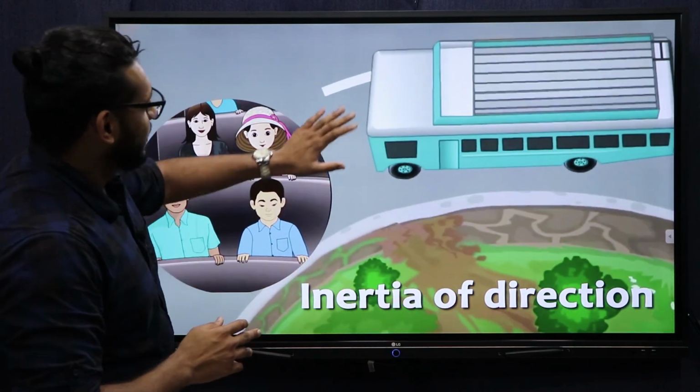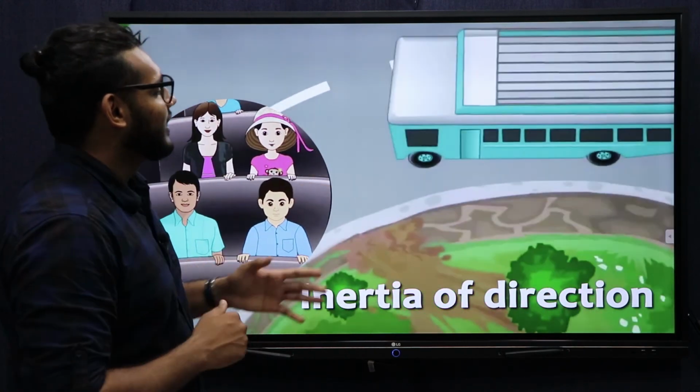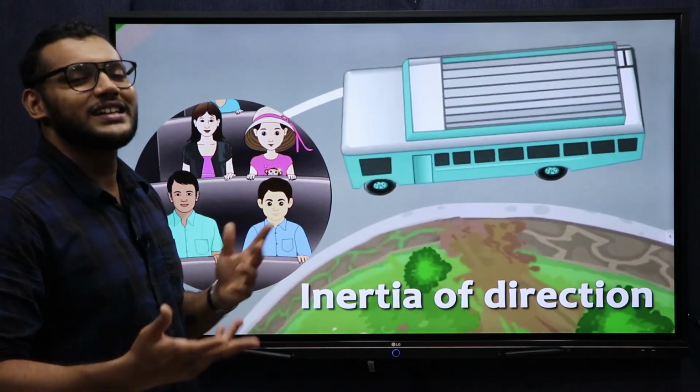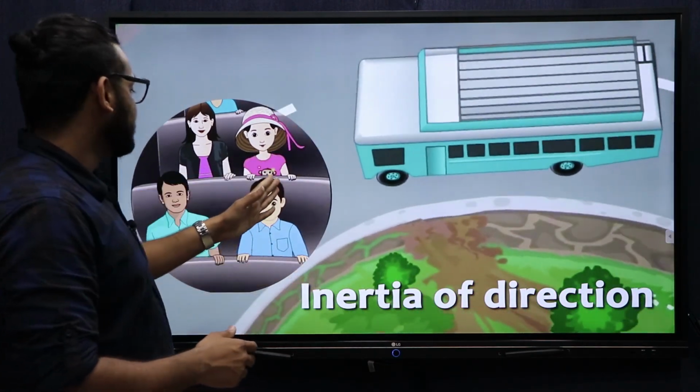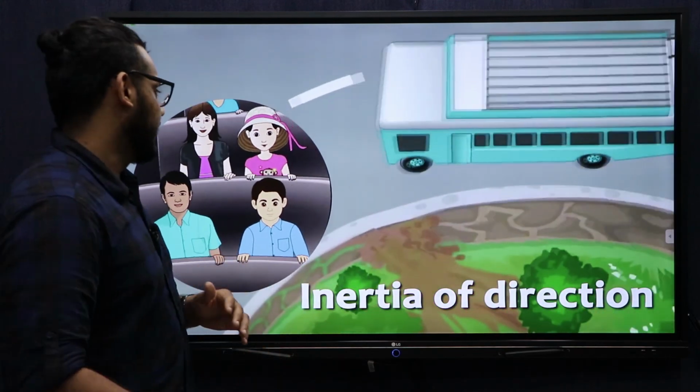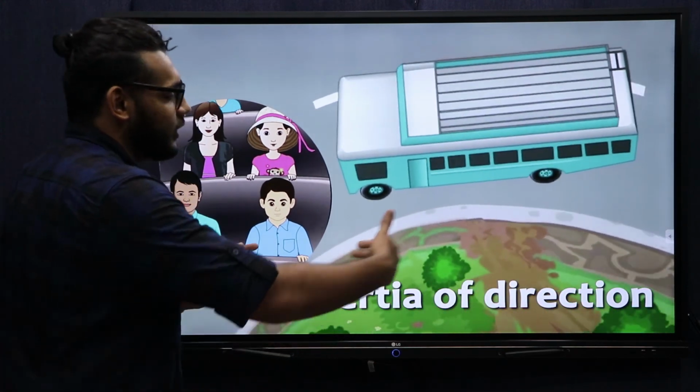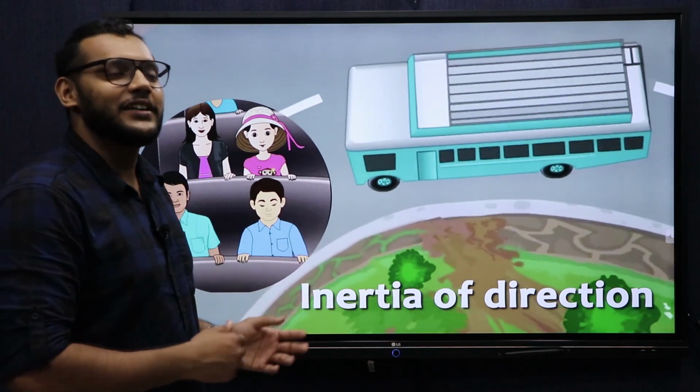Let's look at it. Imagine you're sitting on a bus and the bus is going around a curvy road, mostly in a mountain range of some sort. And as the bus turns, we see this tendency for us to go to the other side. So if the bus is turning left, we tend to go right. If the bus is turning right, we tend to go left.